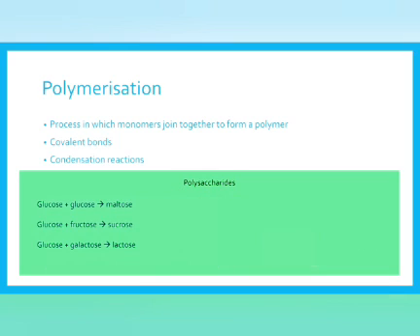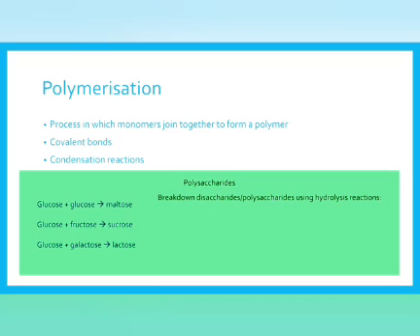So these are all of our monosaccharides. When glucose and glucose react, we form maltose. When glucose and fructose react, we form the disaccharide sucrose, which is table sugar. And when glucose and galactose react, we form lactose.